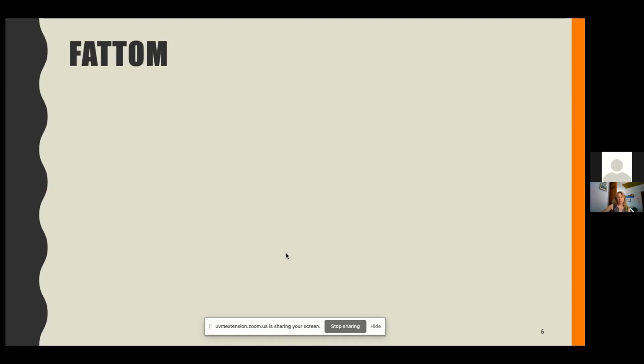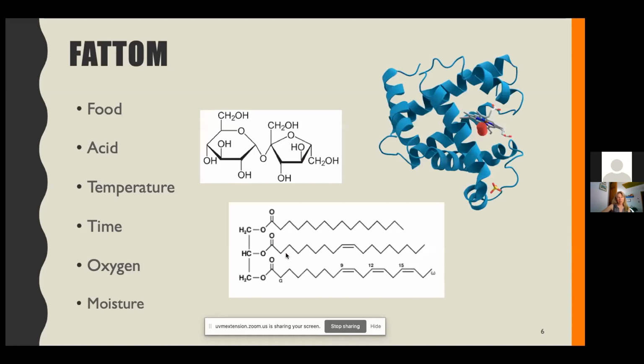So, FATTOM is not an insult, I promise. These are the conditions that we think about when talking about microbes and whether or not they're going to thrive. So, food is all of the nutrients that are present that are available for energy and growth.